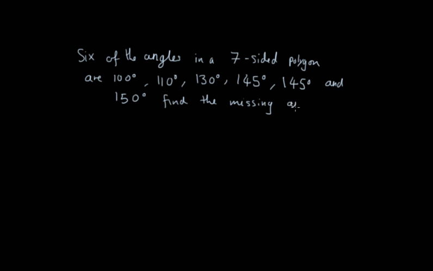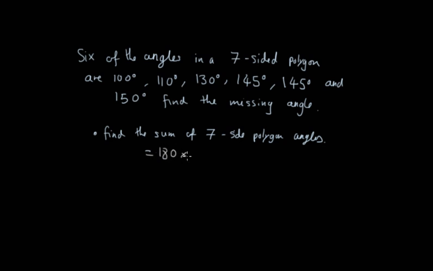angle. So we do this in the same method as we would if we had a triangle. You're given two angles and you've got to find a third. But this time we've got 7. So the first step is to find the sum of the 7-sided polygon's angles. So we take our formula, 180 times n minus 2, which is 180 times, now n is 7, so 7 minus 2 is 5, so that's going to be 900.